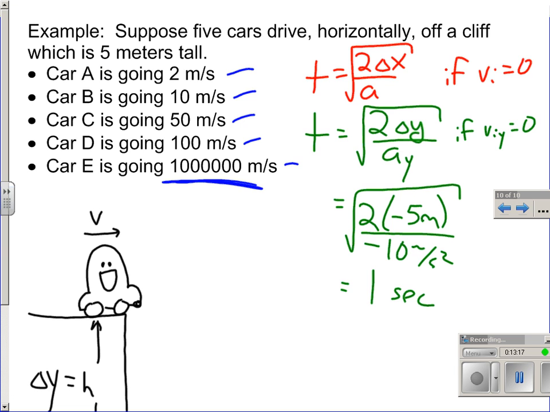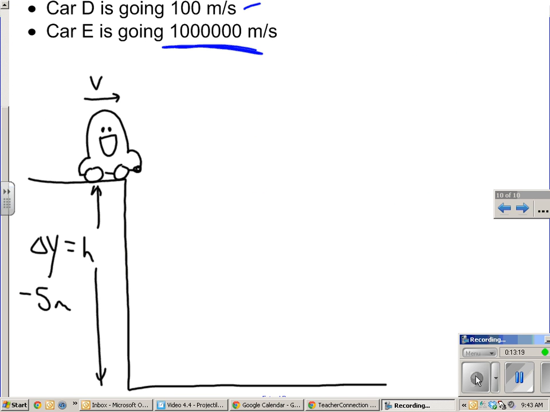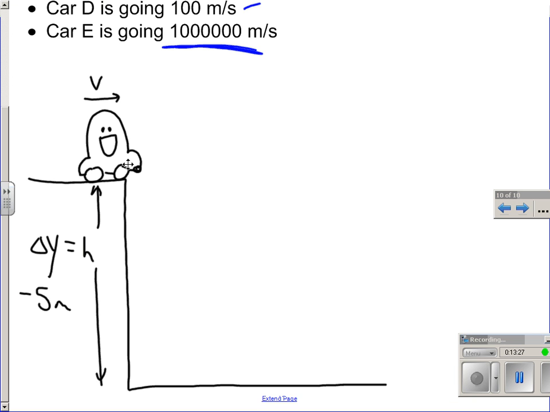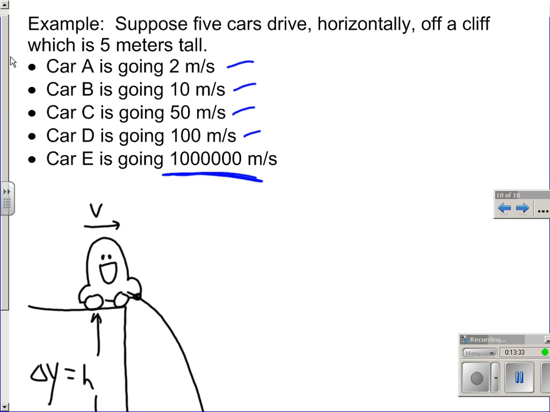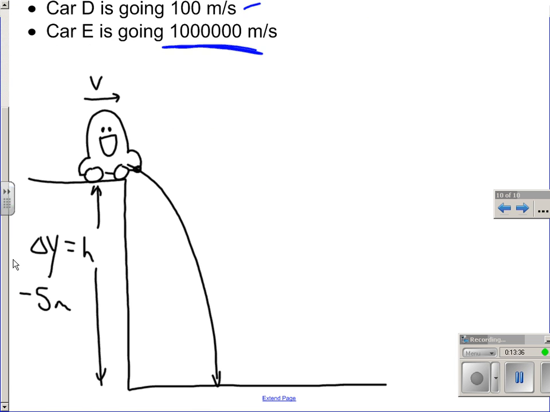All right, so let me clear up the board here. Okay, so let me show you what's going on. So the first car is going really slowly off the cliff, but it's going to take 1 second to fall. So what happens is in that 1 second, it's going to go, all right, and it lands. Because it was going 2 meters per second, it's going to land 2 meters away, right? Because it took 1 second to fall, and in 1 second, it's going to go horizontally 2 meters. So it's like 1 Mississippi, right?